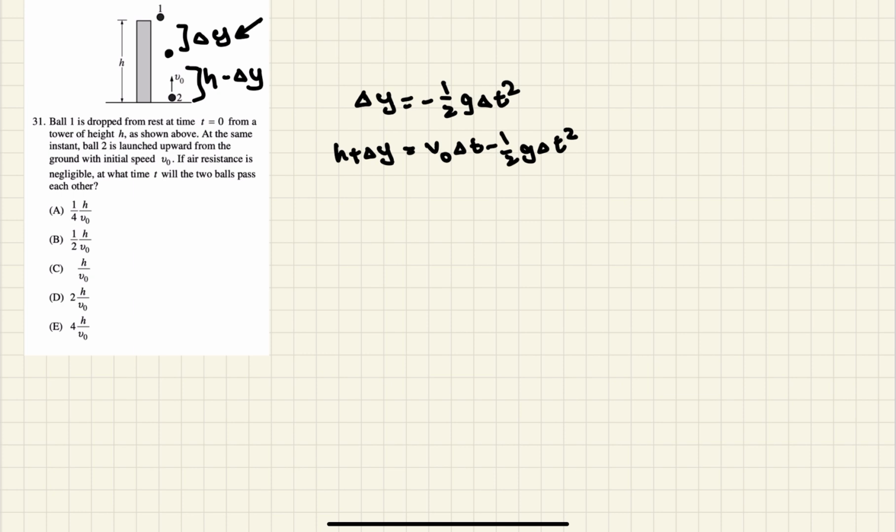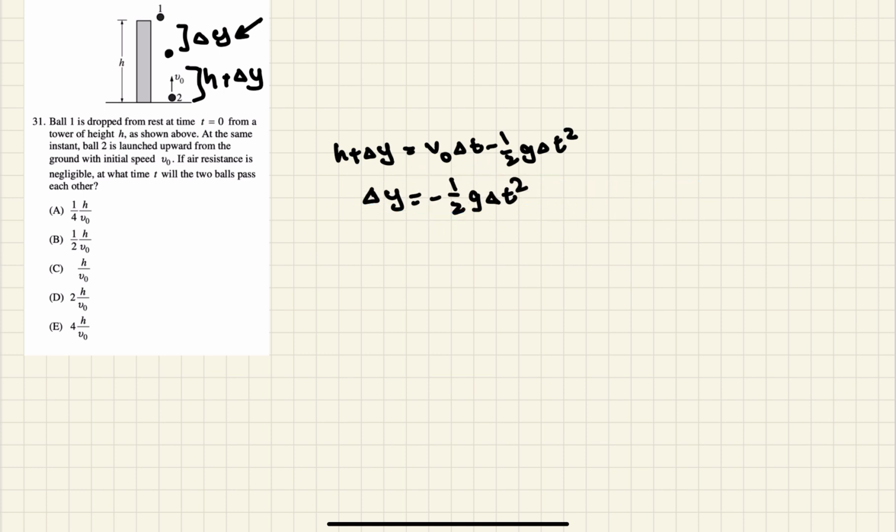A little caveat there, but if you were to add those equations, you would get something weird. In this case, you want h plus delta y, because if delta y is a negative value, then h plus delta y would be a smaller value than h itself, so just pay attention to that.